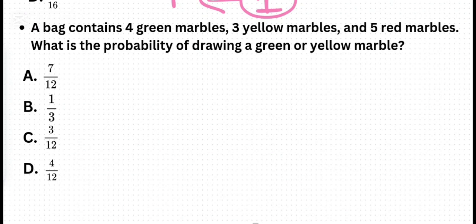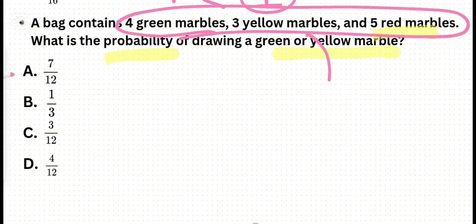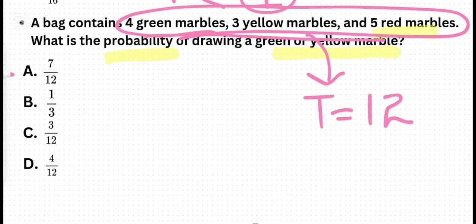Okay, so the next question is, a bag contains 4 green marbles, 3 yellow marbles, and 5 red marbles. What is the probability of drawing a green or yellow marble, right? So as you know, we have to find the total first. So total is 4 plus 3 plus 5, it becomes 12, right, after adding these values.